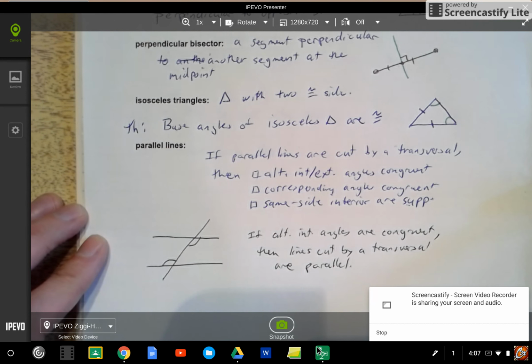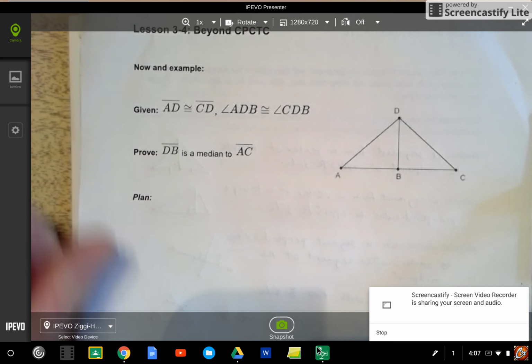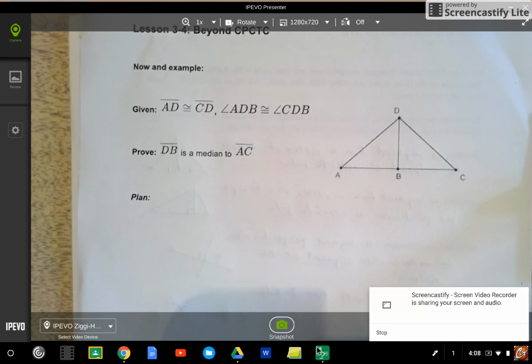So let's look at an example of going beyond CPCTC. Okay, this is a quick, easy example. And we're going to take a quick look at this. Okay.